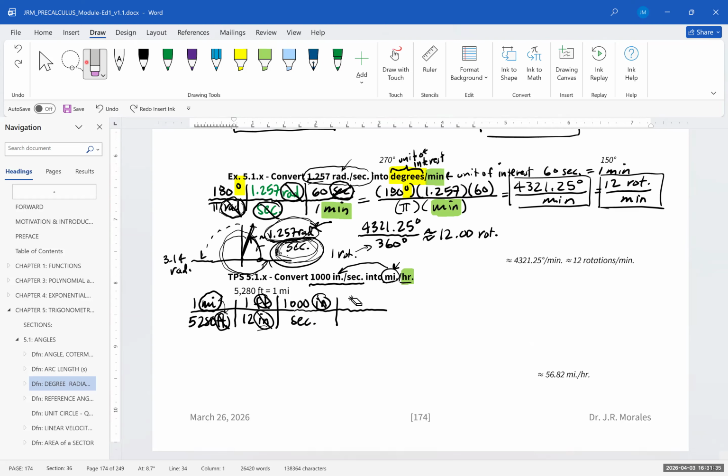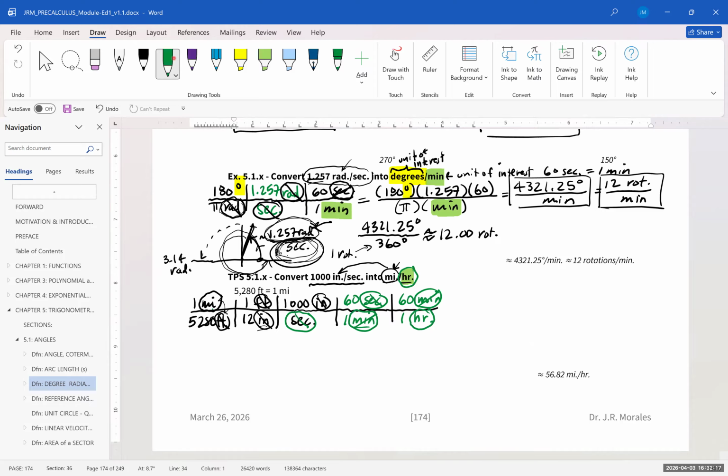So we could use a different color: 60 seconds is equal to 1 minute. Okay, seconds cancel with seconds. But we don't want minutes in the denominator. We want our unit of interest, which is hours. So we've got 60 minutes is equal to 1 hour. Now the minutes will cancel with minutes. And now we're left with our unit of interest in the denominator.